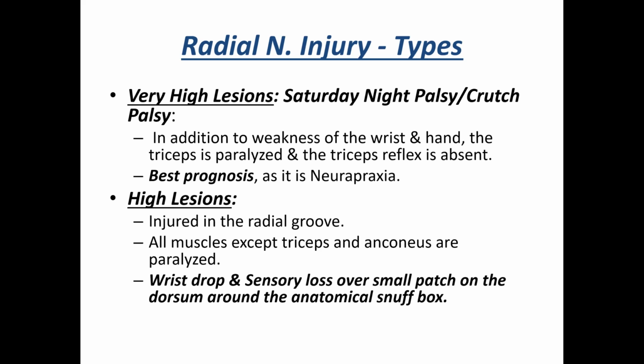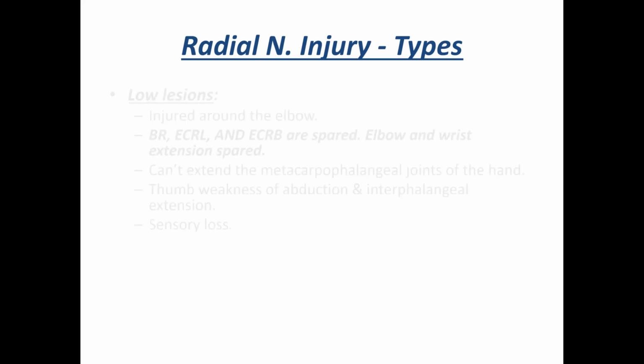But the patient will present with a wrist drop and sensory loss over the anatomical snuff box. Okay, this injury typically occurs when radial nerve gets injured with a shaft humerus fracture. Patient presents with wrist drop, but the triceps is spared. Okay, so this is called a high radial nerve type of palsy.